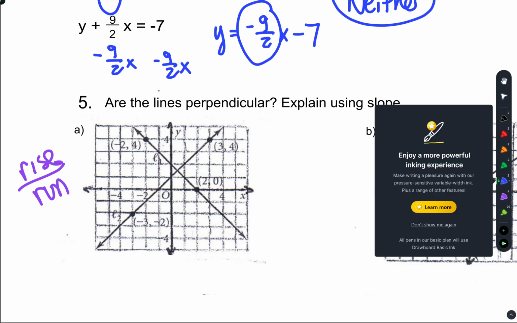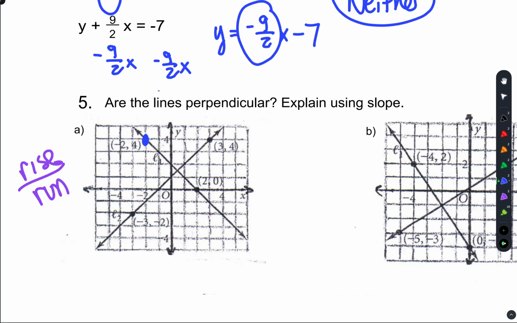Remember, we're starting from left to right, so pick a point on the left of your line and count. Down, 1, 2, 3, 4. Over, 1, 2, 3, 4. It would be helpful if I could draw straight lines. The slope of this line is negative 4 over 4, aka negative 1.